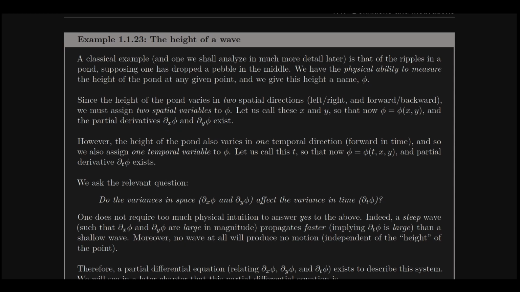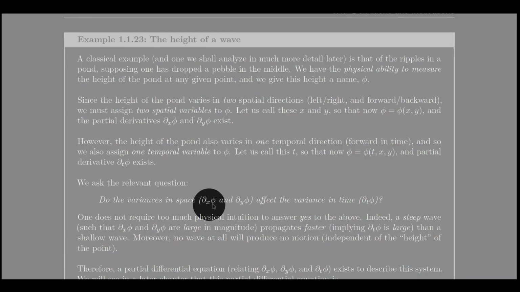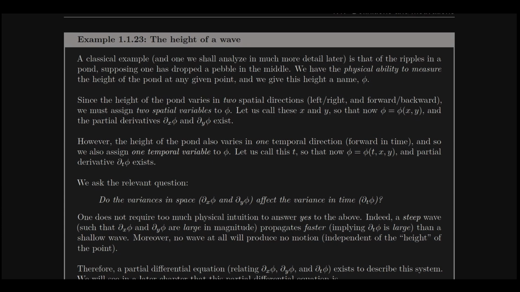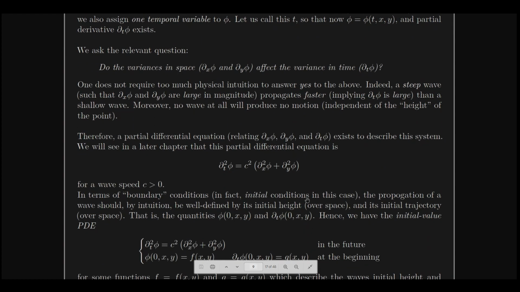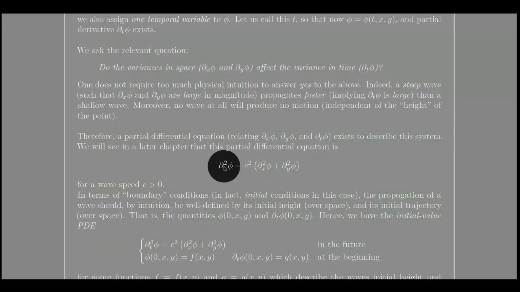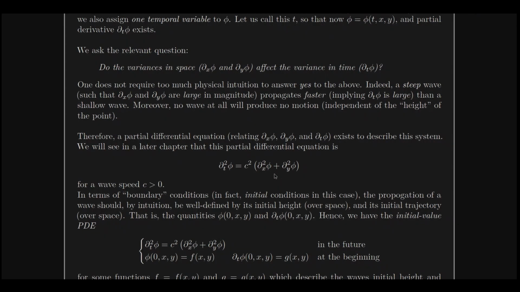We're going to ask ourselves the question, how do the variances in space affect the variance in time? And it doesn't take too much intuition to figure out that certainly they should, because if I have a really steep wave, it should spread out really quickly with our intuition. I'm not going to get into the derivation here, we will eventually in this book, but the way that we can relate them together is actually with second derivatives. So we have two derivatives in space added together. This is once again the Laplacian. On the right is actually two derivatives in time now for the wave equation. There's a wave speed of c. That plays a role here.